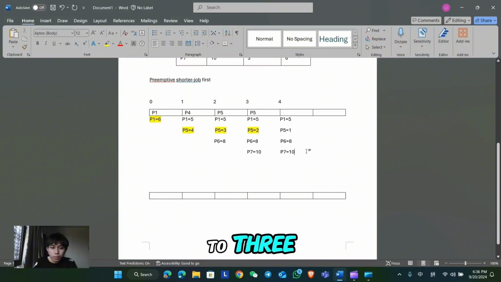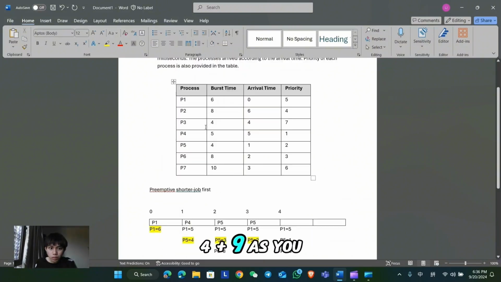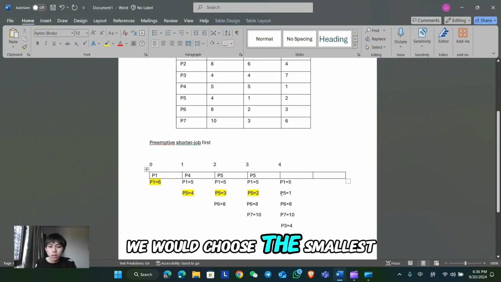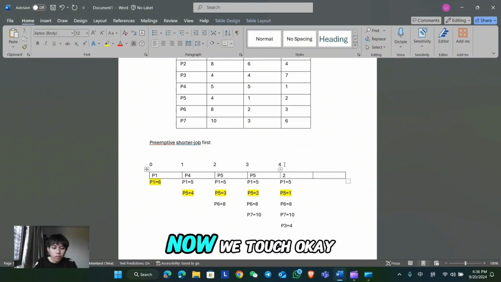Okay, so we'll write down P3. P3 goes to 4, reverse time, as you can see right here. Goes to 4. Okay, and then right here we will choose the smallest burst time. So it's P5. So we'll write down P5.